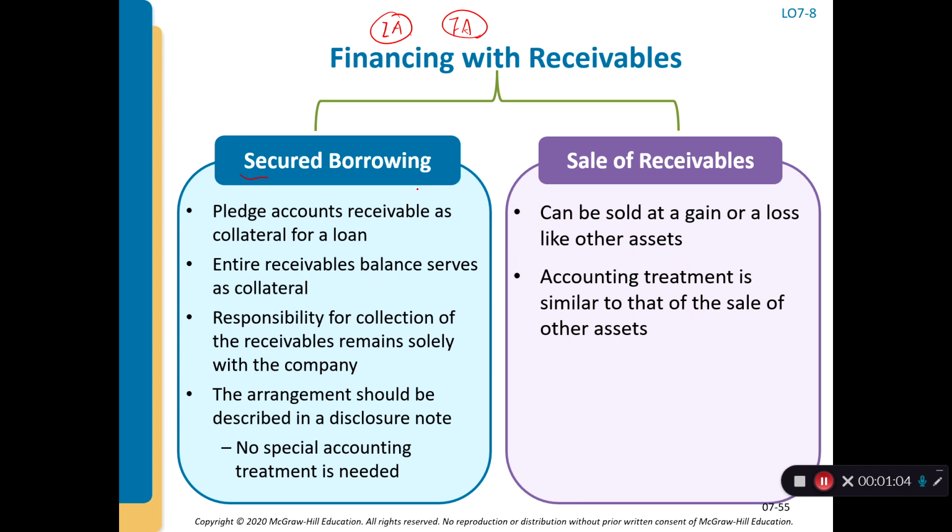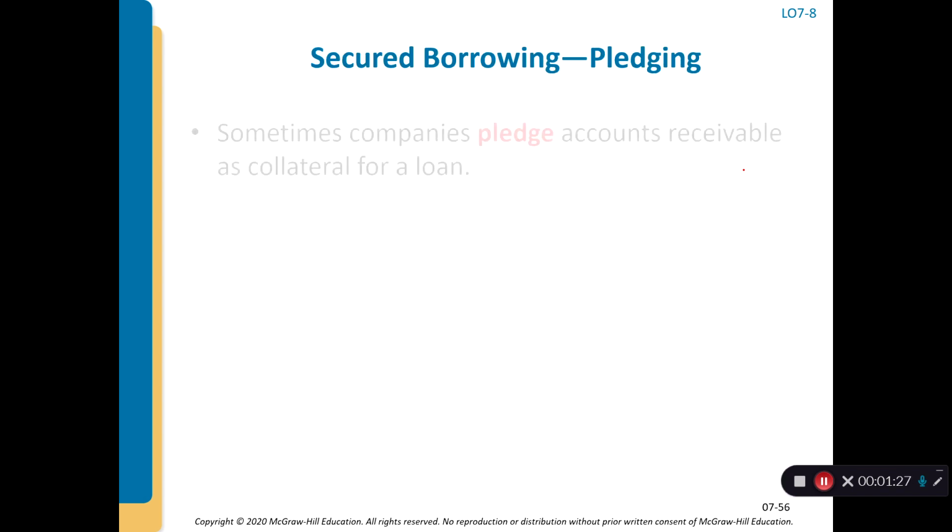The various approaches used to finance with receivables differ with respect to which rights and risks are retained by the transferor, and which are passed on to the transferee. Despite this diversity, these approaches can be described either as a secured borrowing or a sale of receivables.